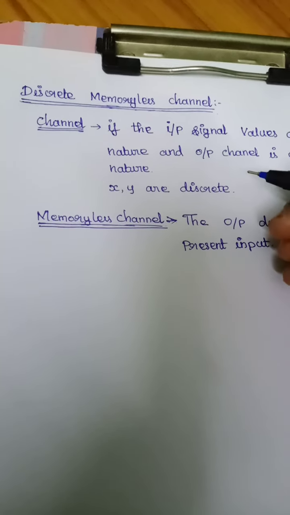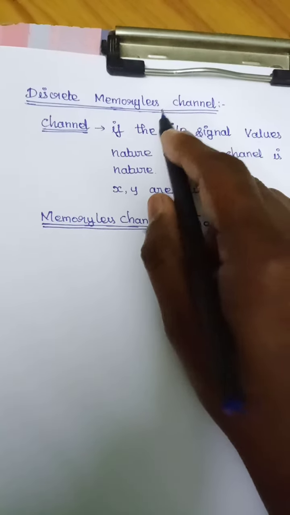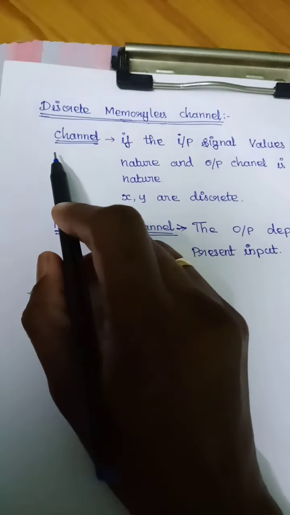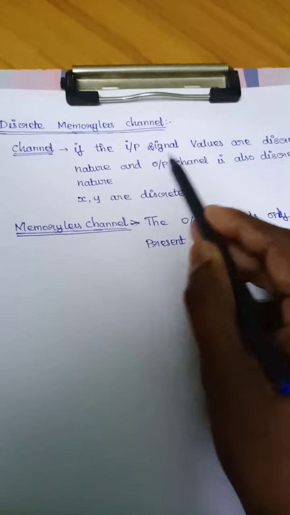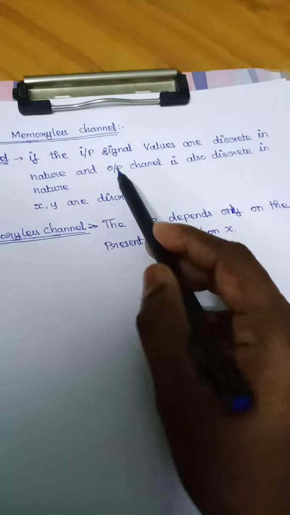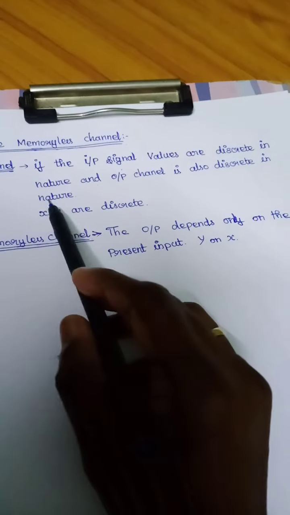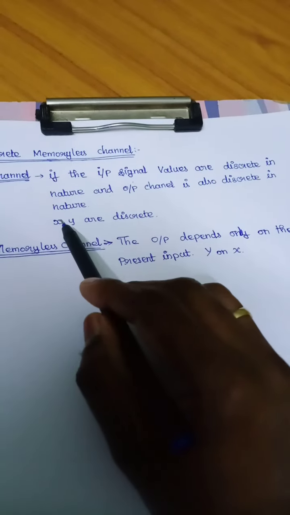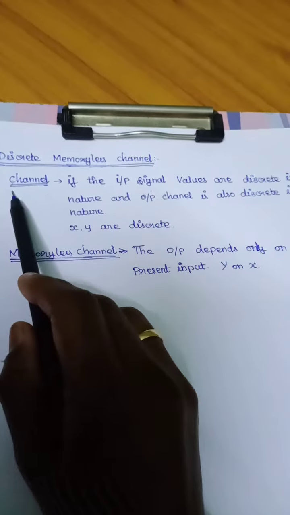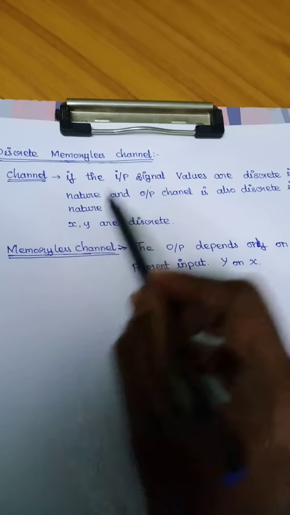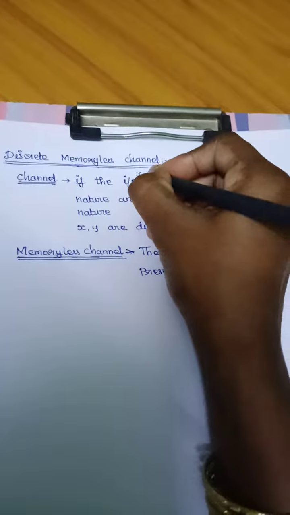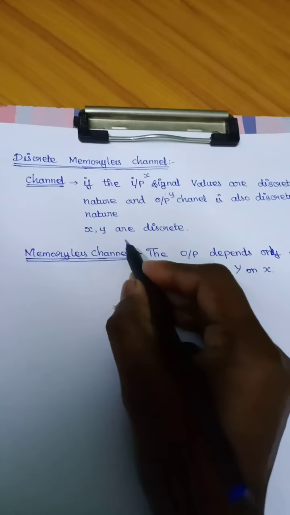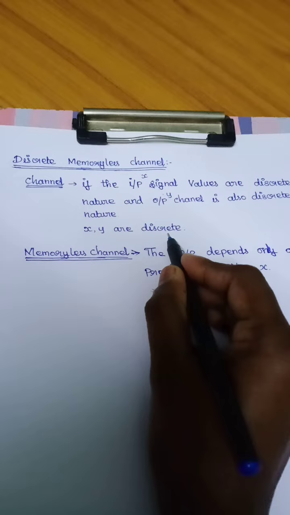Students, our next topic is discrete memoryless channel. First of all, what is a channel? A channel is where the input signal values are discrete in nature, and the output is also discrete in nature. That is, both the input and output signals are discrete. Input is X and output is Y. So X, Y are discrete.